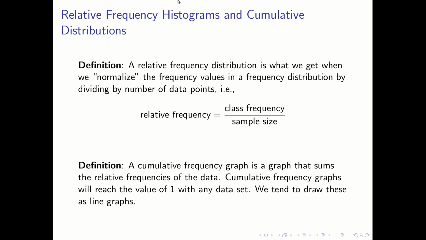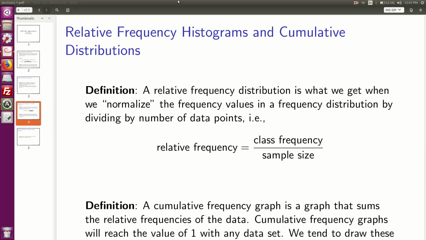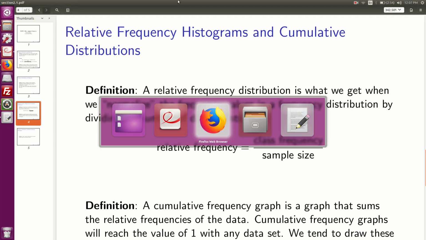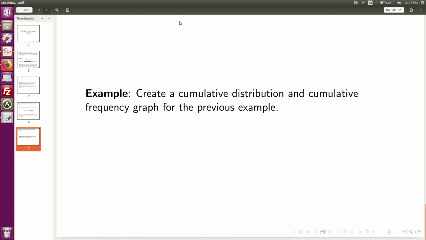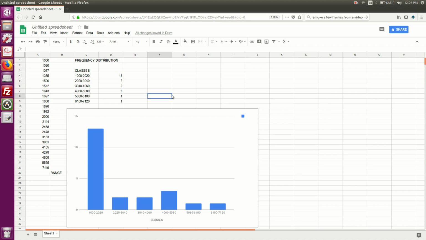Now, for a cumulative frequency graph, all you do is make a graph of your relative frequency values. Generally, these are drawn as line graphs, so we will be doing that as well. So let's do the same example, but let's make a relative frequency histogram for it and the cumulative distribution, plot that, and see what it looks like.